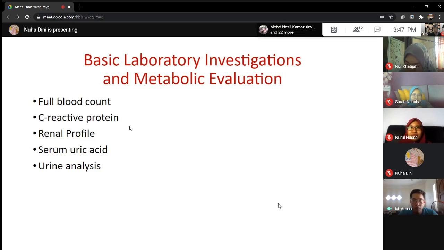And we can also look at the renal profile, which we want to check if there is any effect of the stone on the renal function. We can also check the serum uric acid, because patients with high serum uric acid might have uric acid stone. We can do urine analysis to check for microscopic blood, and urine culture to investigate the possible organism and do early intervention. Okay, next.